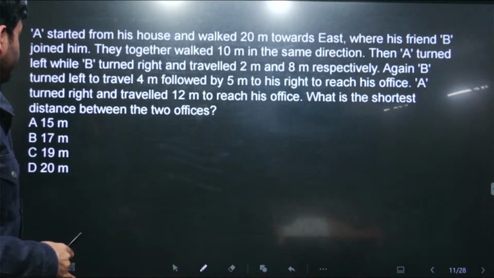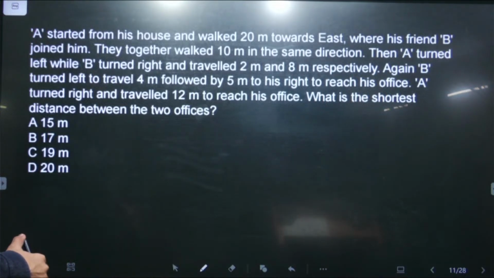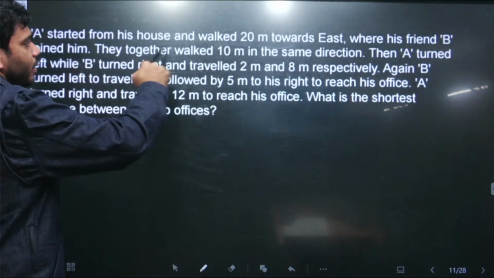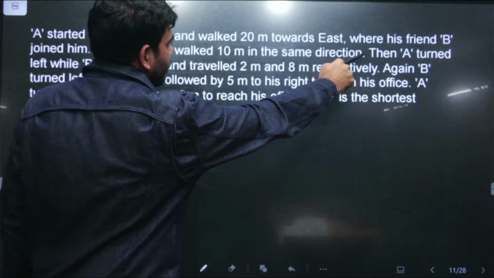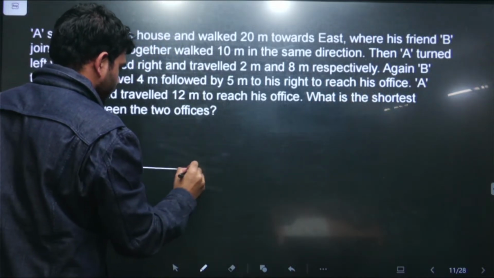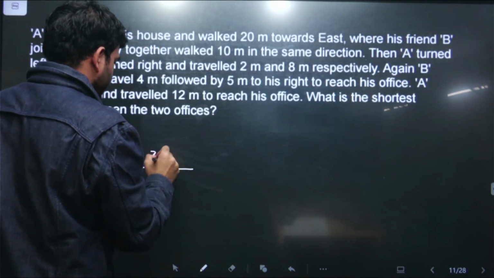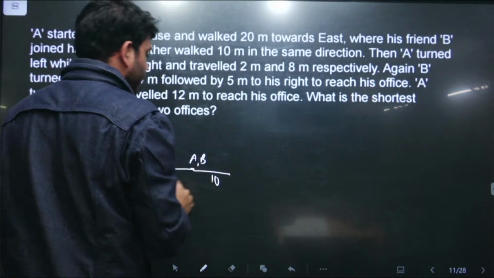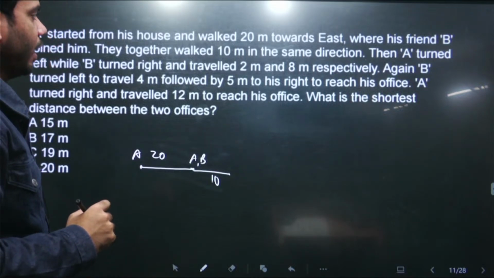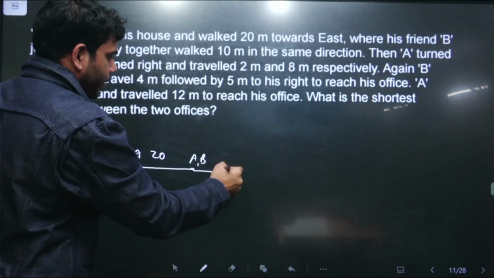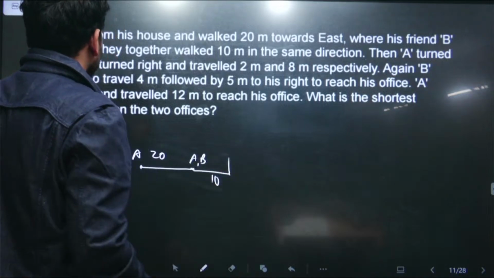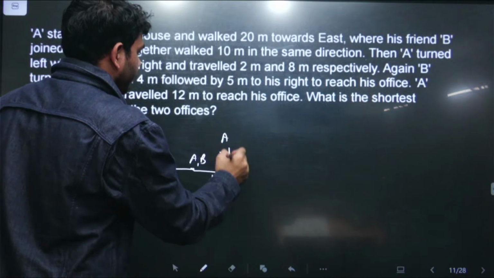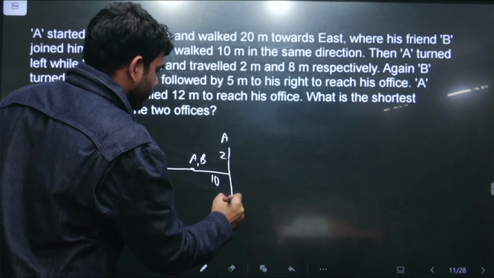This is the next question. The question is saying A started from house and walked 20 kilometers toward east, where his friend B joined him. Then they together walked 10 kilometers in the same direction. यहाँ तक पहले बना देते हैं. A यहाँ से start किया 20 kilometer, and then यहाँ से A B दोनों मिल गए, and then they walk another 10 kilometers in the east direction, and then after that A turned left इस direction में, A turned in this direction, and B turned right in this direction, and then he traveled 2 kilometers and he traveled 8 kilometers.